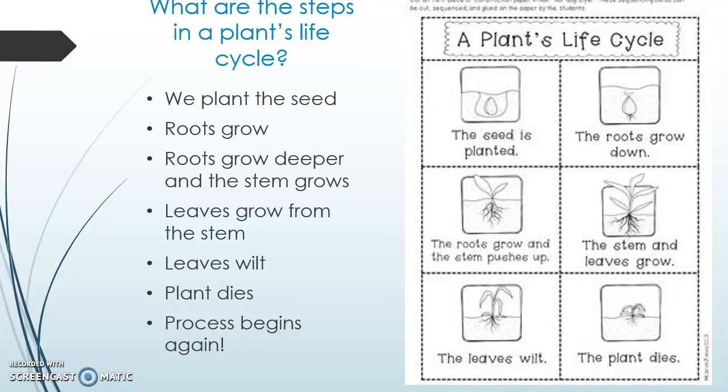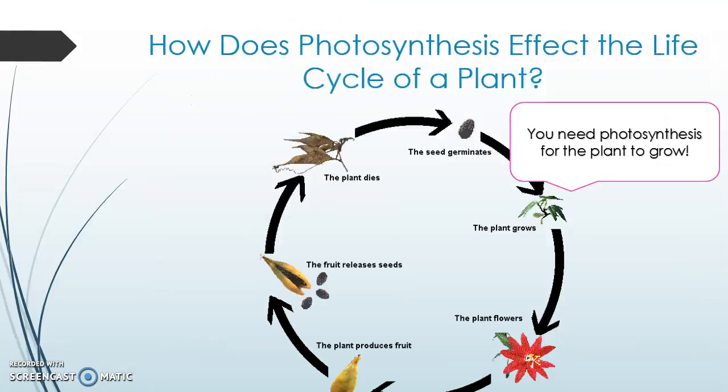So what are the steps in a plant's life cycle? First, we plant the seed, or the seed is planted naturally. The roots grow deeper, and then the stem starts to poke out from the soil. Leaves grow from the stem, the leaves wilt, the plant dies, and the process begins again.